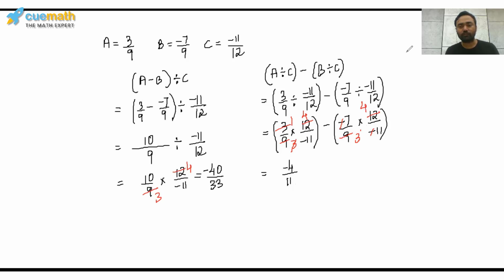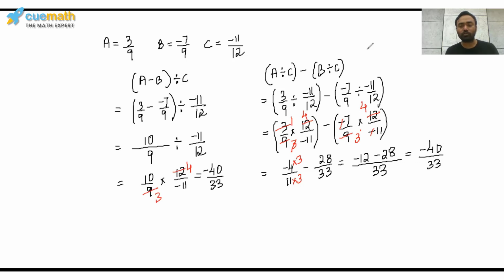So eventually we are going to get 28 over 33 from the second bracket, and the LCM of 11 and 33 would be 33. 11 changed to 33 by multiplying 3 with it. So we'll have to multiply 3 with the numerator as well. So we are going to get negative 12, negative 28. Now negative 12, negative 28 would result in negative 40 over 33.